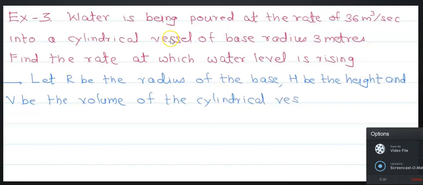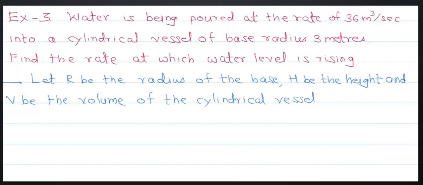In a cylindrical vessel, the base radius is 3 meter. Find the rate at which the water level is rising. It means we want to find out dH upon dt. This we want to find out. Now see this, how it is.